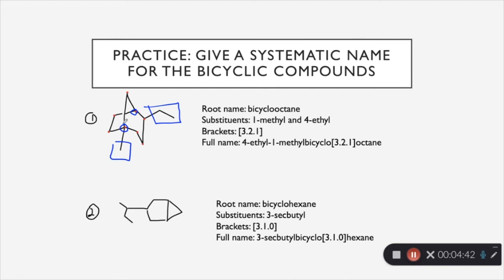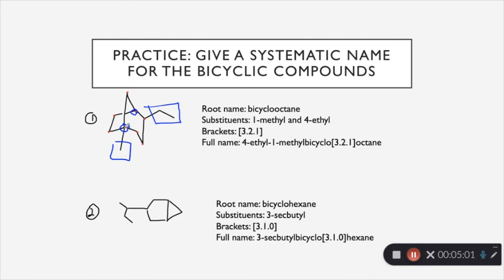Well, this one is based off of the substituents. If we started numbering right here, we would give this methyl a 1. If we started numbering right here, the first substituent would be a 2. So that's why we start right here, and then we go around the ring the way that would give this second substituent the lowest number.